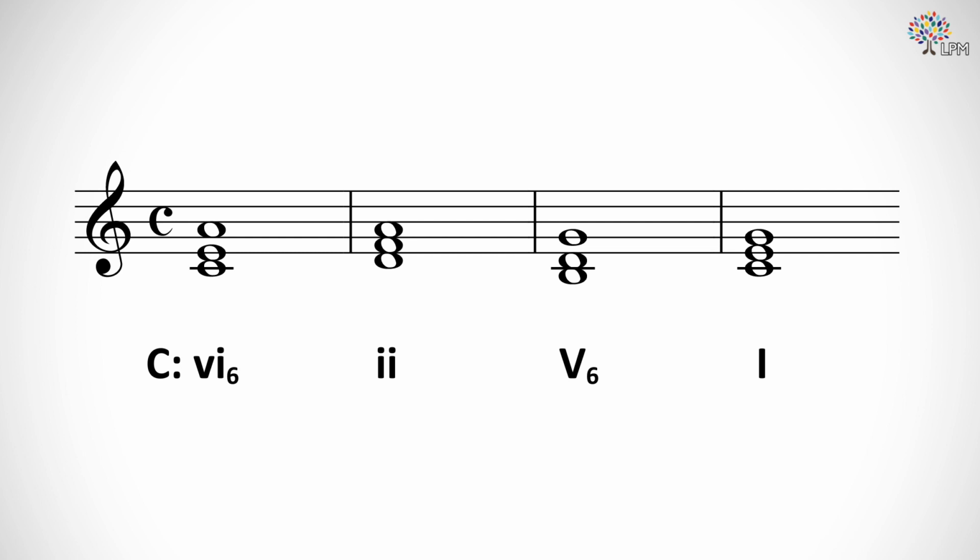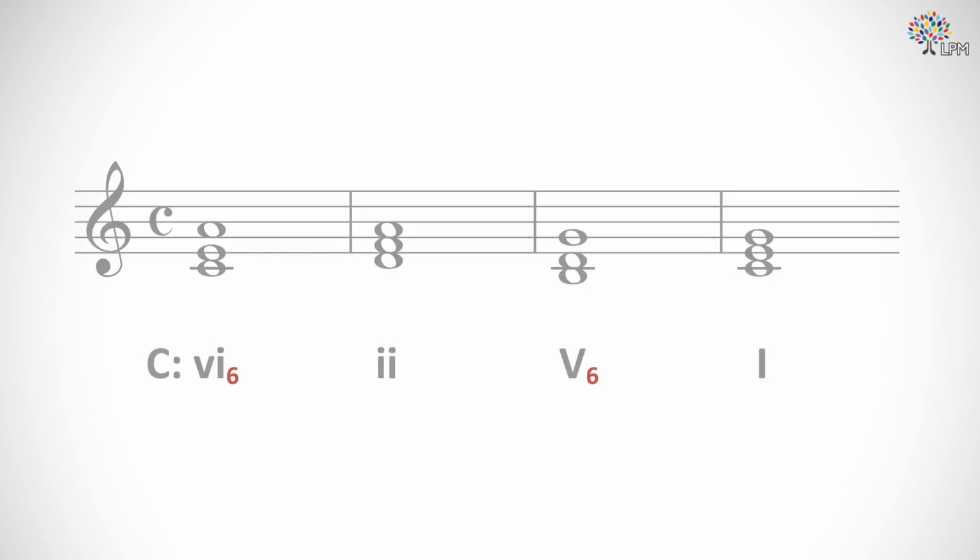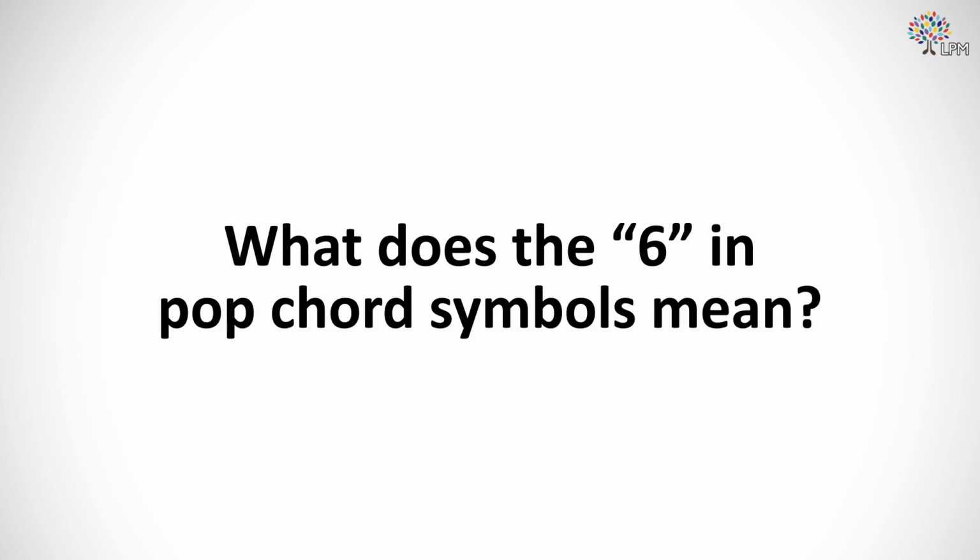Now, when we are analyzing chords, we'll usually place figured bass numbers alongside Roman numerals that show which scale degree, or placement within the overall key, is the root. So these are the contexts in which you'll see 6 as a figured bass symbol. Now let's look at pop chords. What does the 6 in pop chord symbols mean?